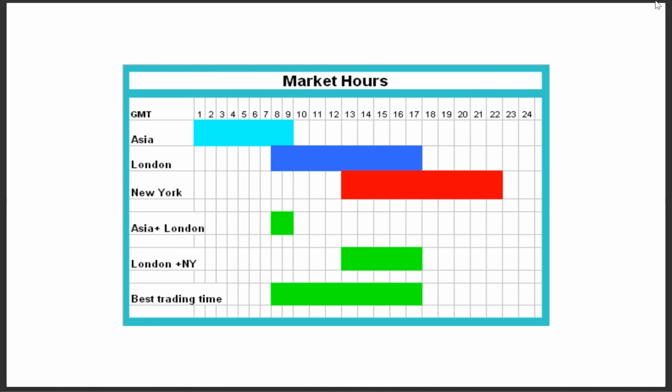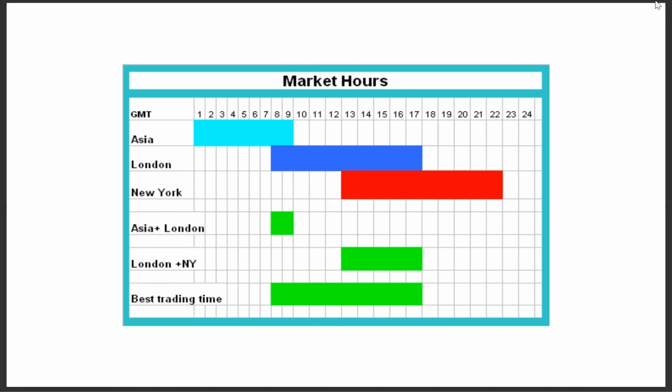And the London, pound, right? And the New York, you have the US dollar. So now, what are we trying to get at? We want to know the best trading times, right? When is the best time to actually trade? So with that, we look at the opening and the closing for each session.